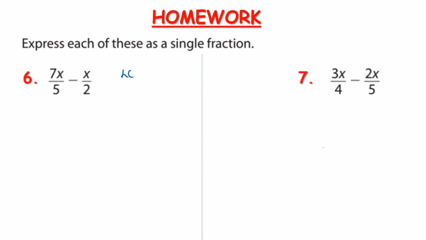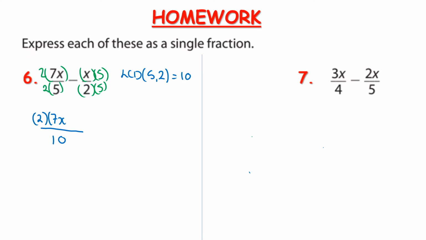Question 6, lowest common denominator of 5 and 2 is 10. Multiply the denominator by 2, numerator by 2. Here, numerator by 5, denominator by 5. Lowest common denominator is 10. So we have 2 times 7x minus x times 5. So that is 14x minus 5x all over 10, which gives us 9x over 10.